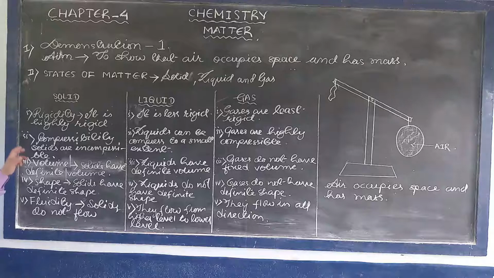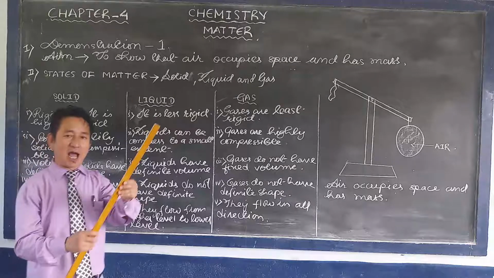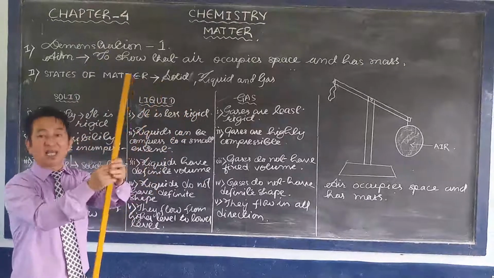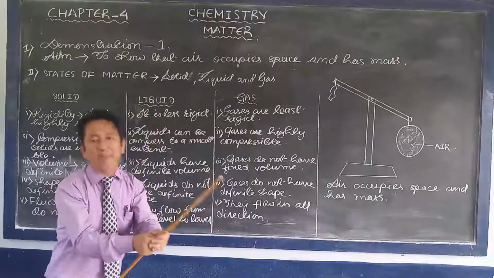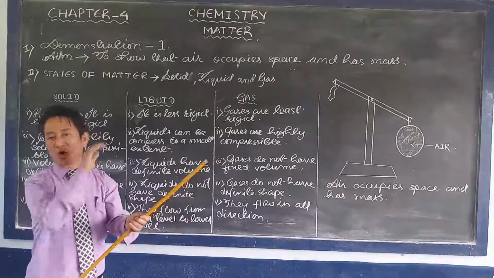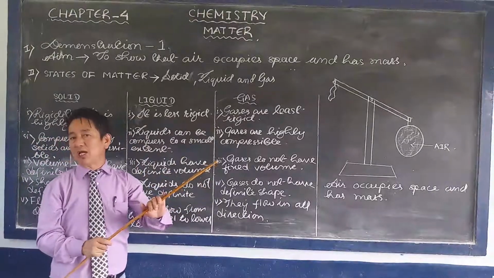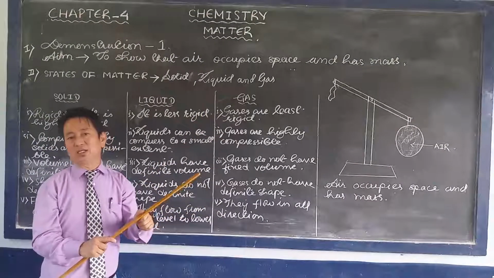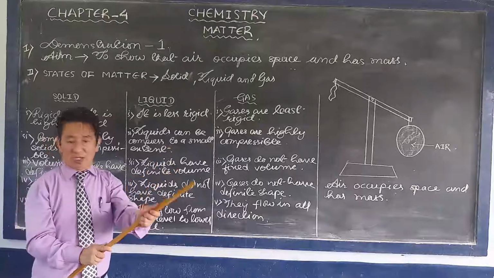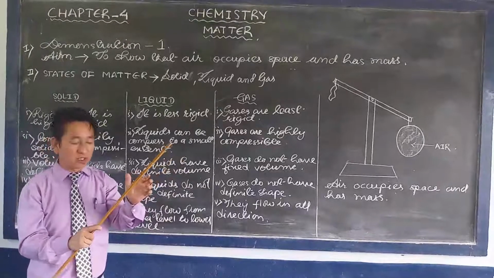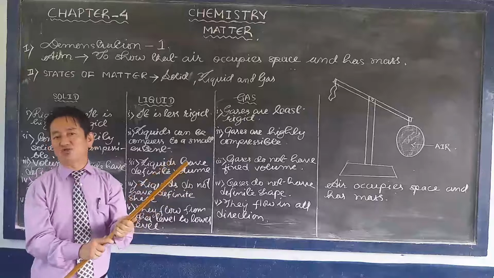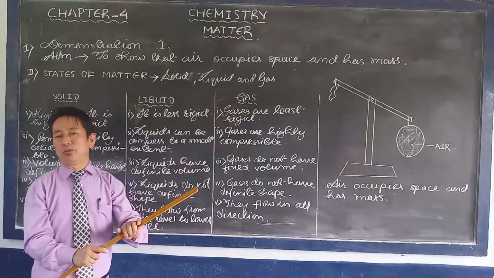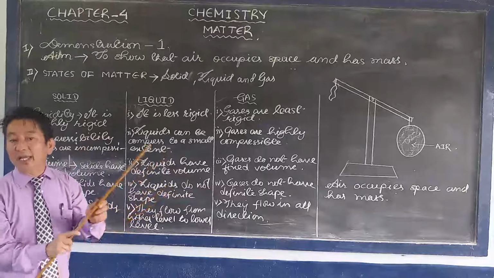Now, compressibility. Solids are incompressible. As you can see, I am holding this scale. This is a solid. It is incompressible. We cannot compress it, because in the solid state, these particles or molecules are closely packed. They have fewer intermolecular spaces, the forces of attraction between the particles are very strong, and in the solid state, molecules cannot move. That is why they are incompressible.